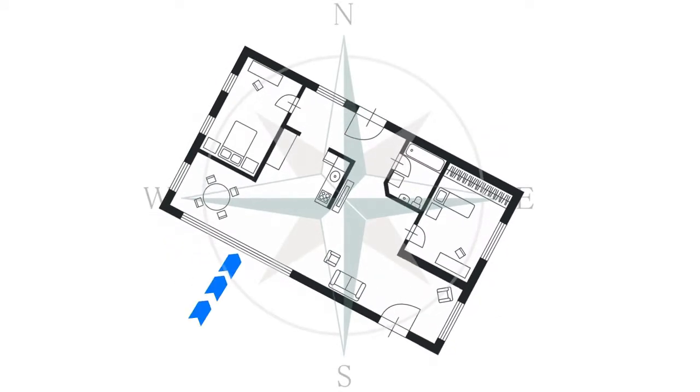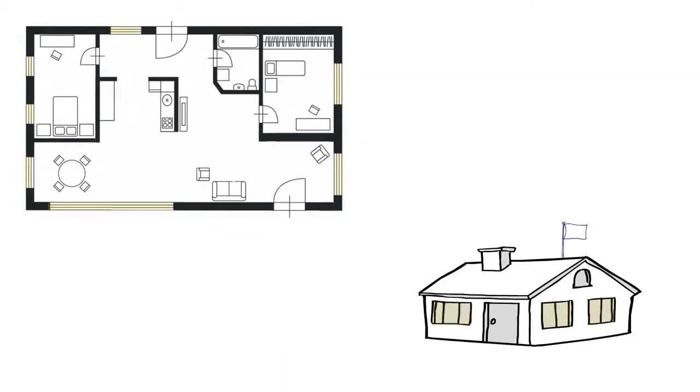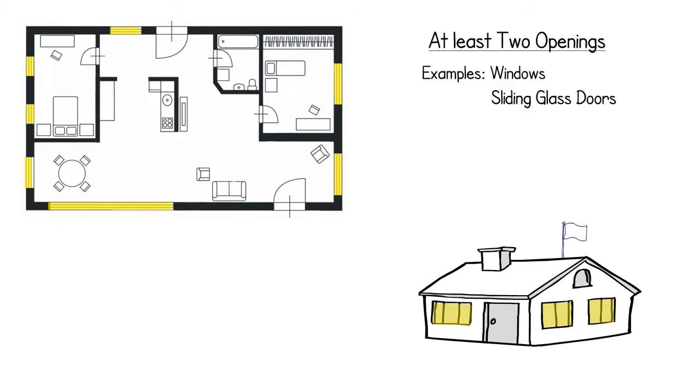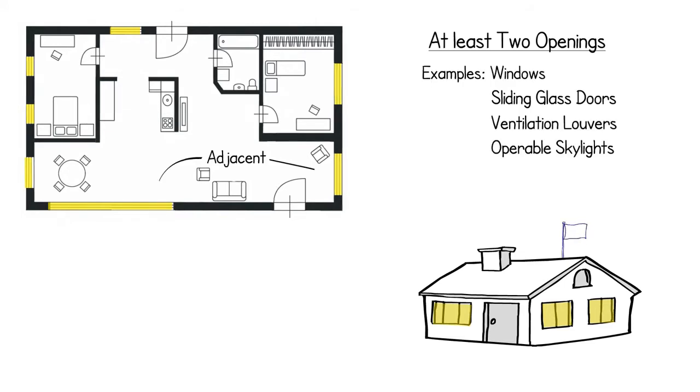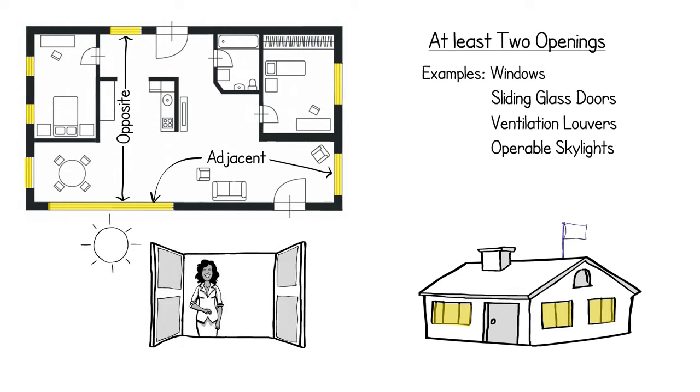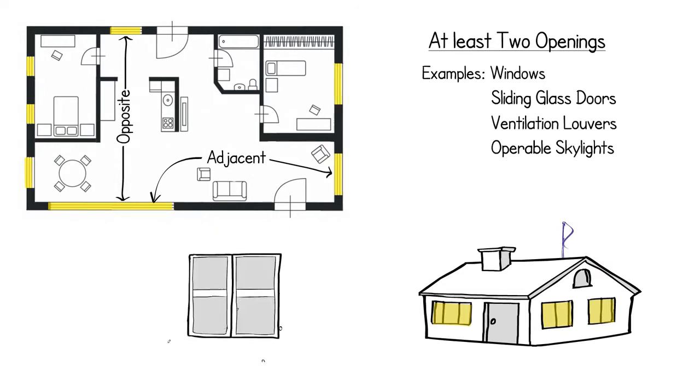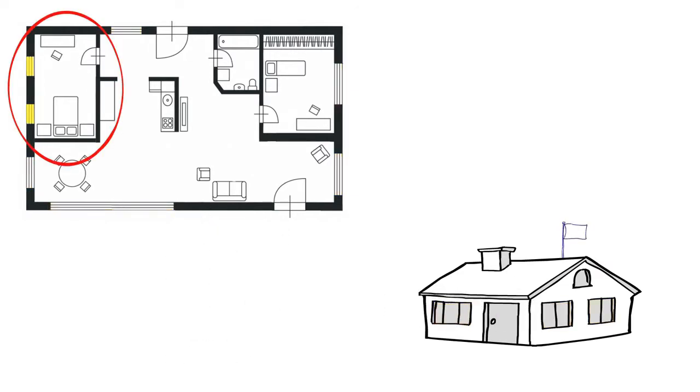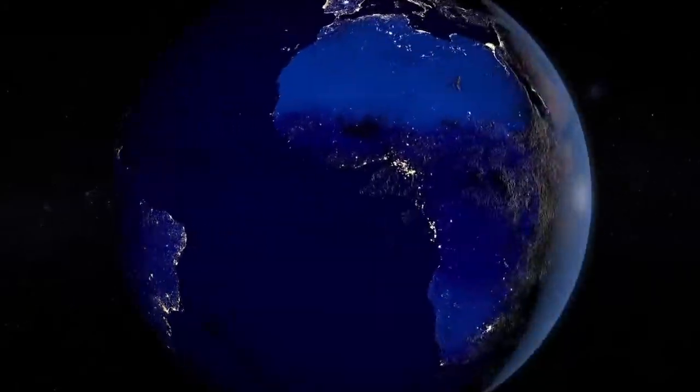To help orient your building, we have to look at the prevailing winds for our site throughout the year. And placement of openings is very essential. There needs to be a minimum of 2 openings, such as windows, sliding doors, ventilation louvers, or operable skylights, and they must be placed adjacent or opposite each other on walls of the space. The openings must be able to be opened and closed by the occupants, as there will be a need for adjustment depending on wind conditions at different times of the year.